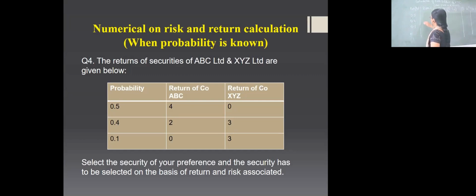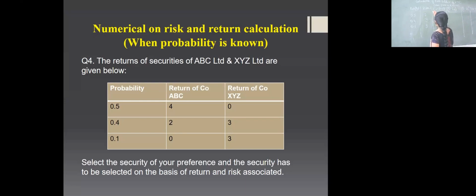Yeah. Tell me the returns, ma, of company XYZ. 0, 3, 3. Okay. Now, how do you calculate ER? It is Pi into Ri. So the first one would be 0 into 0.5. Again, any number multiplied by 0 is 0.